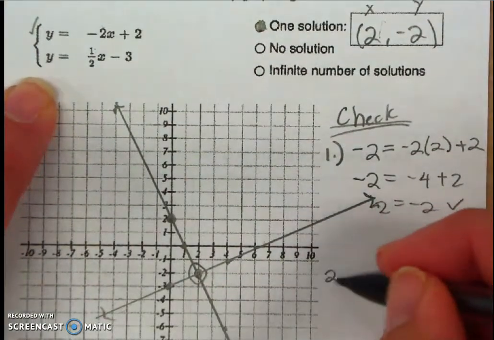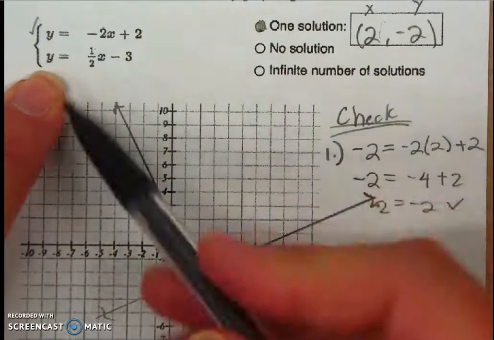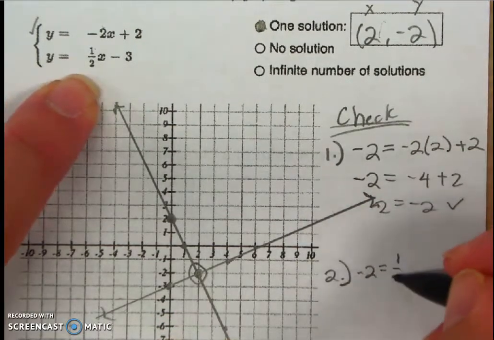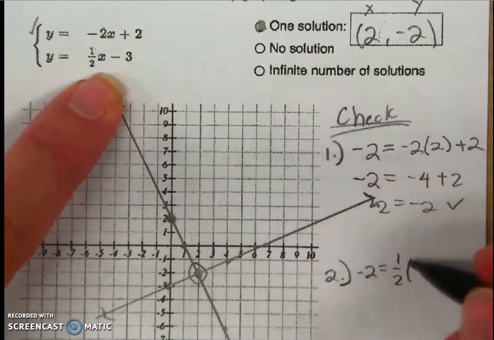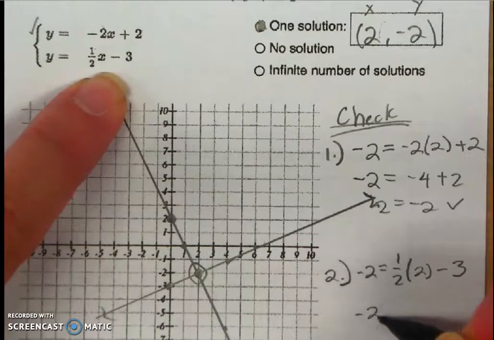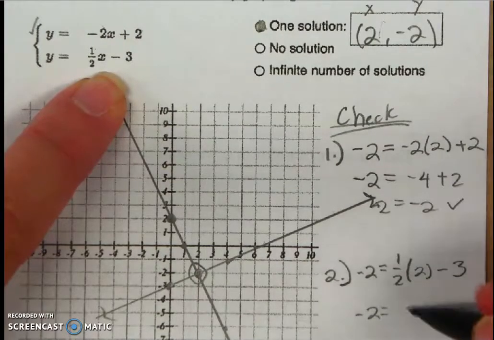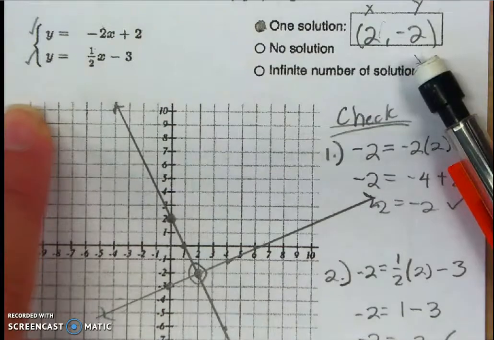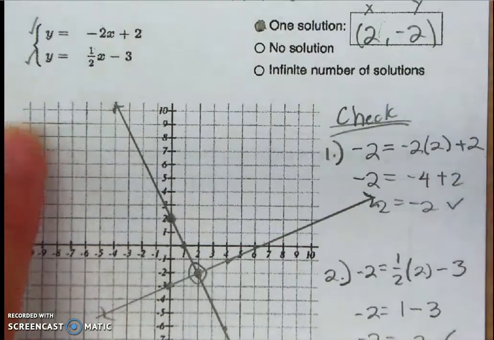So here's the second equation. Instead of y, I'm going to write negative 2 equals 1/2 times, instead of x, I'm going to write positive 2 minus 3. So that means I would have negative 2 equals half of 2 is 1 minus 3, and 1 minus 3 is negative 2. So that checks out for the second one. So that means our answer is correct. All right, let's move on.